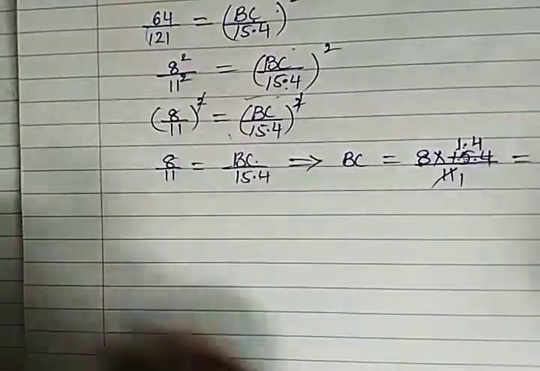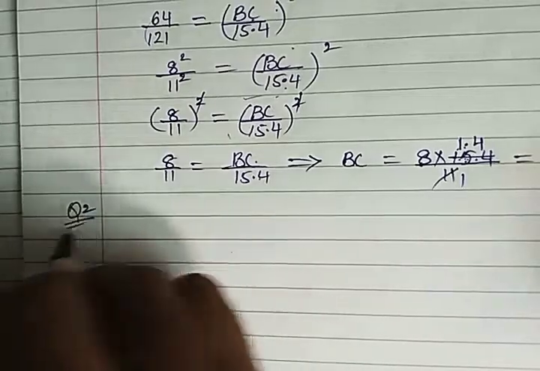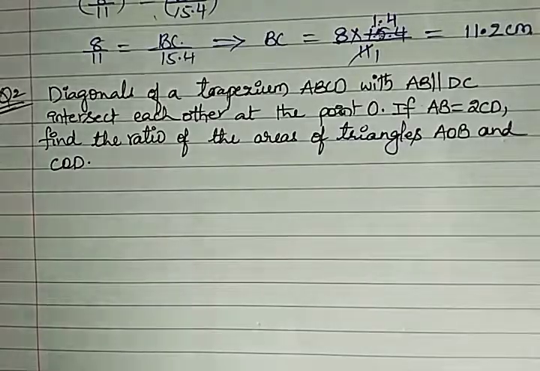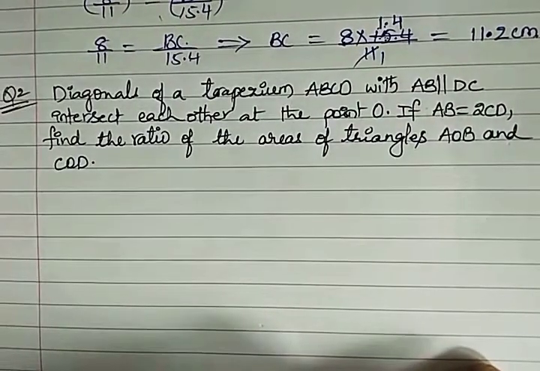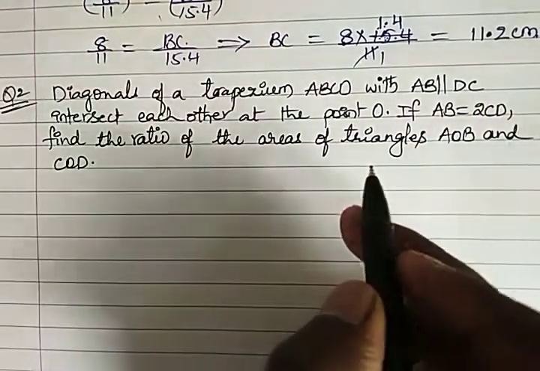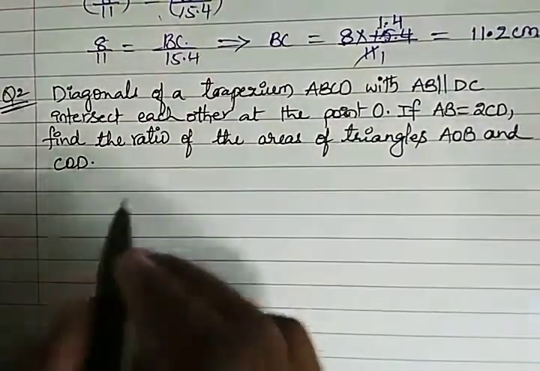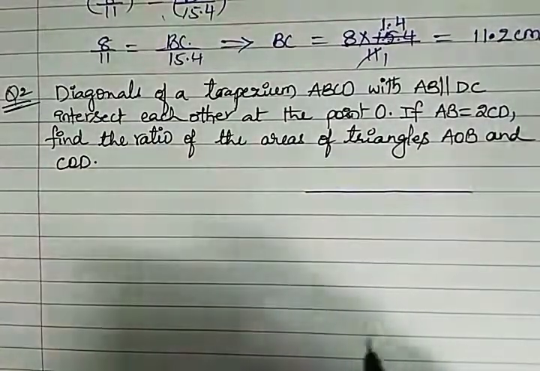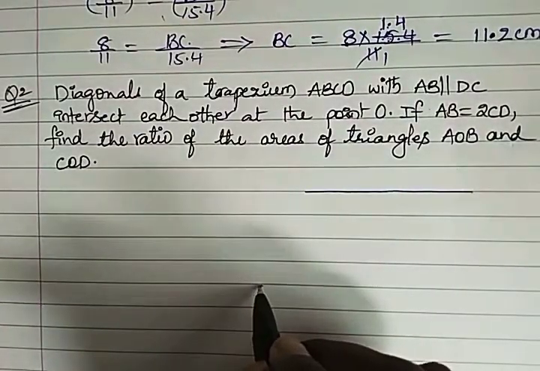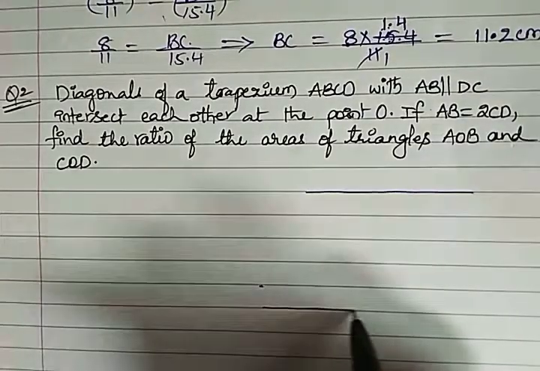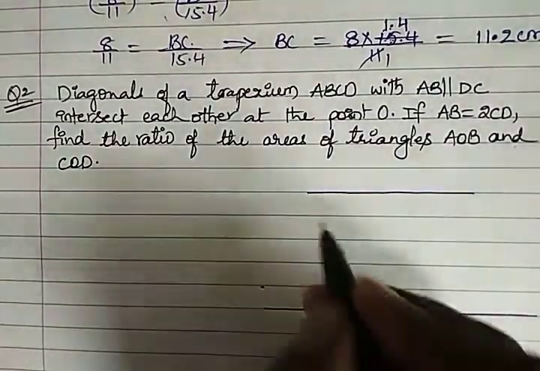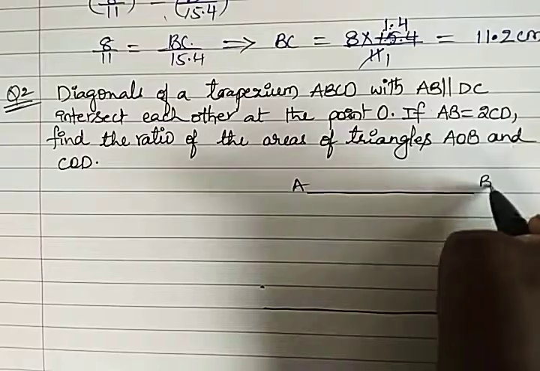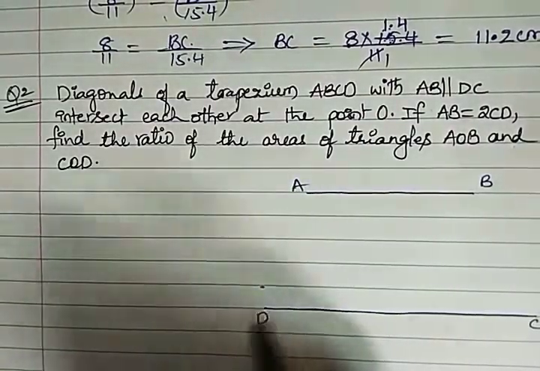Moving to question number 2. This is question number 2. Diagonals of a trapezium ABCD with AB parallel to DC. There is a trapezium. I'll just draw it with the pen. A trapezium like this, ABCD. This is A, B, C and D.